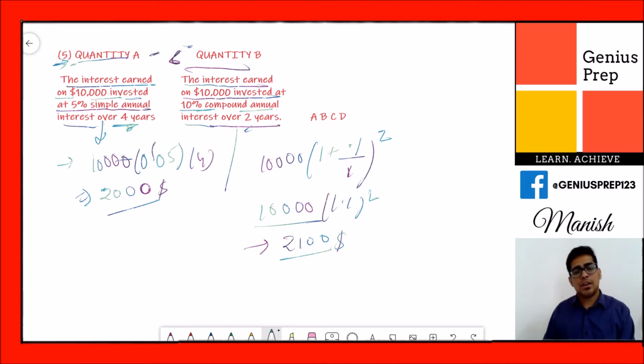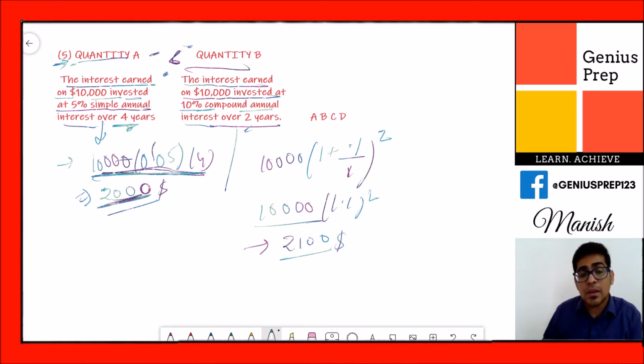This is one way in which you just solve everything, and another way is you can use some logic and just look at the values. This is the second way. There is nothing to calculate here.